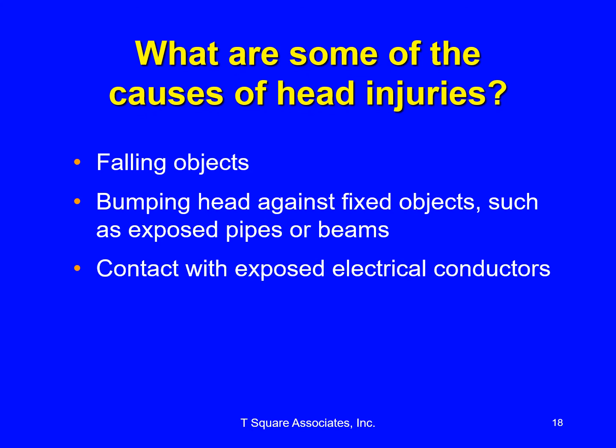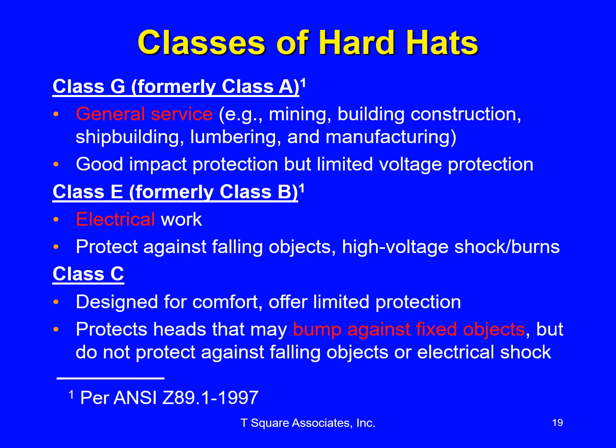Head protection. Some of the causes of head injuries, including falling objects, bumping your head against things, or contact with electrical. There's three basic kinds of hard hats. The main kind is what's called their Class G, or formerly used to be called Class A. And that's just a general hard hat that most people use.